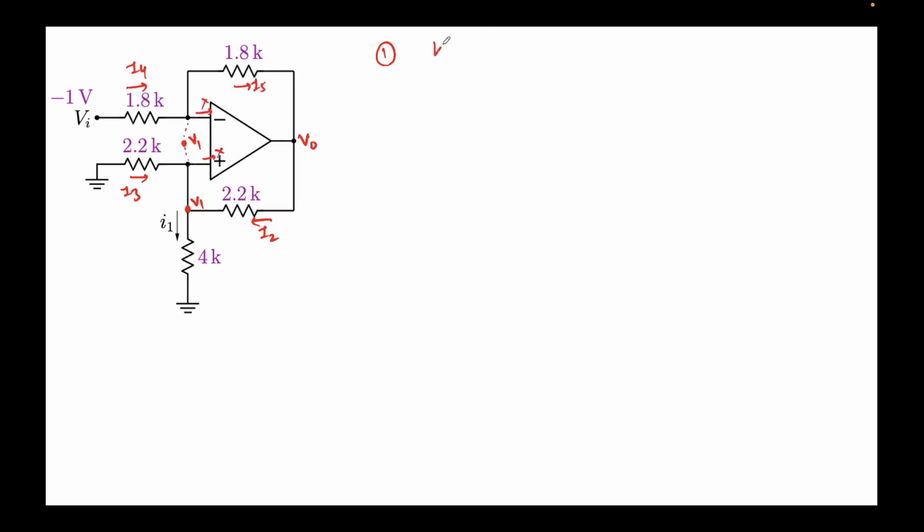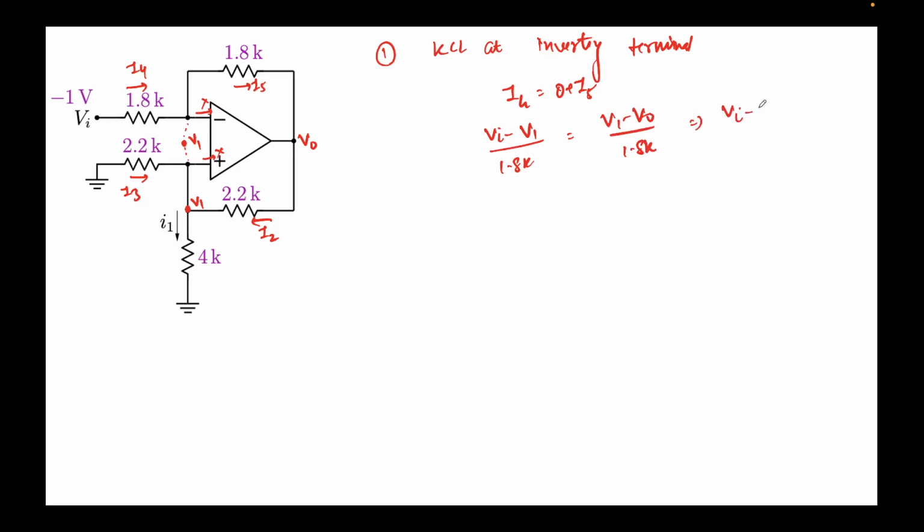If we apply KCL at the inverting terminal, the incoming current is I4, the outgoing current is 0 plus I5, right? The I4 expression would be Vi minus V1 over 1.8K. This should be equal to I5, which is V1 minus V0 over 1.8K. So they get cancelled. This will give us Vi minus V1 equal to V1 minus V0.